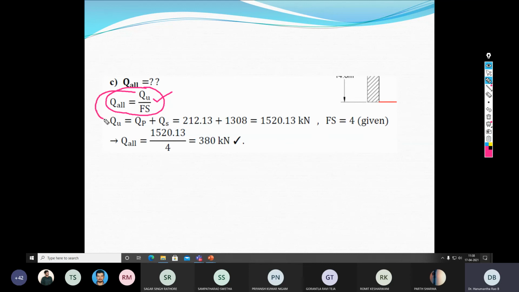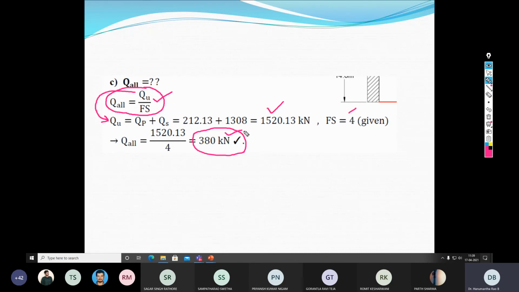So overall is the summation of QP plus QS, that is 212.13 plus 1308, which is 1520.13 kilonewton. Given factor of safety is 4, so Q allowable is 1520.13 divided by 4, which is 380 kilonewton. Though the ultimate bearing capacity of the pile is 1520 kilonewton, we should allow the load increment up to 380 kilonewton only.